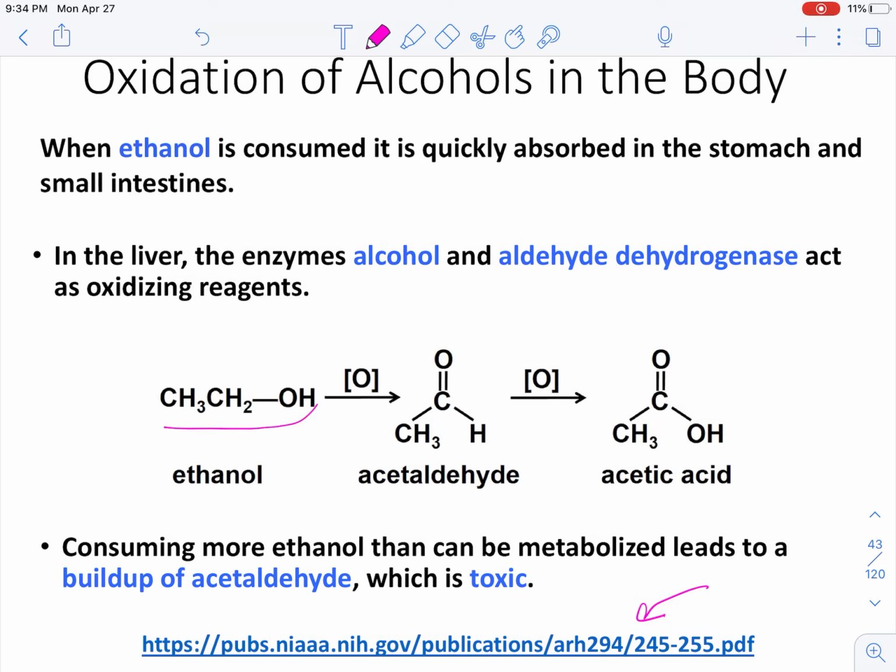Ethanol is the main substance in our favorite adult beverage that's going to interact with the liver. Inside the liver, there are enzymes that catalyze the oxidation of ethanol to acetaldehyde. And this acetaldehyde can be further oxidized to produce acetic acid.